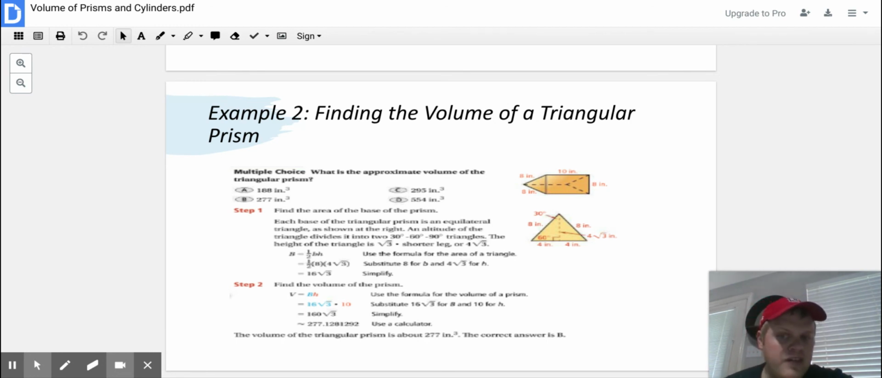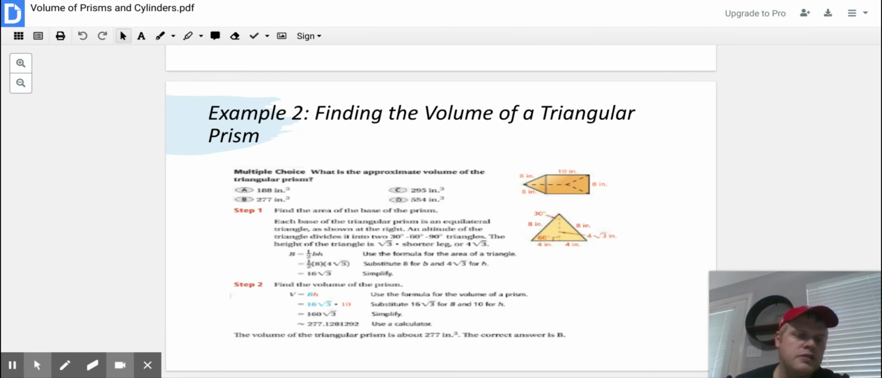Then, once we have the area of the base, we're going to multiply it times the height. So again, that height is what separates our two bases. So there's our two triangles. The distance between those two is the height, which is that 10 inches right there. So I'm going to multiply that 16 radical 3 times the height, which is 10, which gives us 16 times 10, which is 160 radical 3. And again, since they say they want the approximate value, that means we're going to get rid of that radical. So I'm going to type in my calculator 160 times radical 3. You're going to get a decimal there, but we want the approximate, which means we're going to round to the nearest whole number. So it should give us, when rounded, 277, which is letter B.